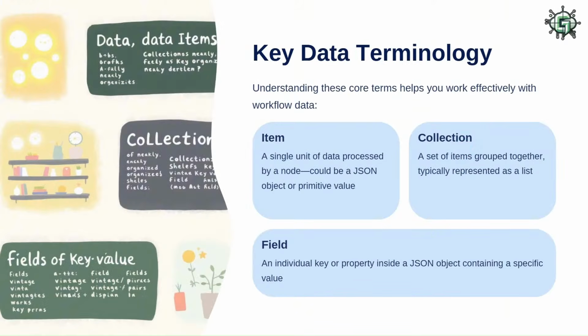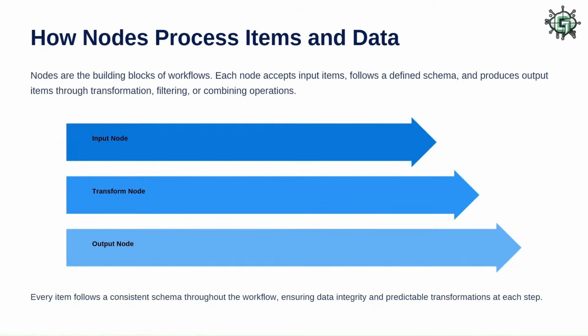The key data terminology is item, collection, and fields. Various types of collections will be there, and a collection contains items. Let's see how nodes process items and data. Nodes take input items, transform or filter them, and produce output items. So input node, transform node, and then it goes to the output node. This ensures data integrity and predictable workflow behavior, so we can build blocks accordingly.